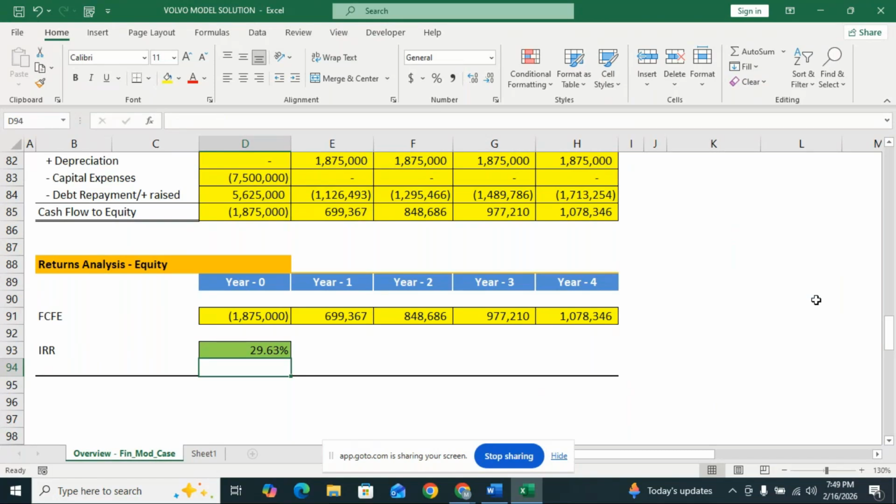So hence this project can go ahead in a long way, as we have got 29.63% as the IRR. Hope you've got the answer. If you've not got it, you can unmute yourself and clarify your doubt.